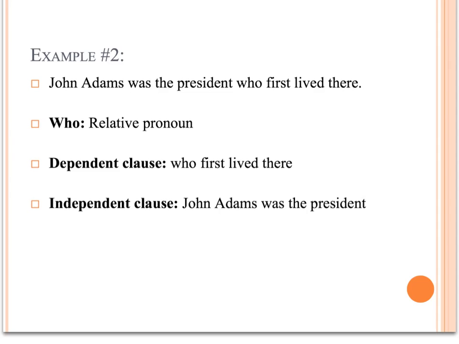Here's one more example, this time using a relative pronoun. John Adams was the president who first lived there. Again, separate. John Adams was the president is our independent clause. Who first lived there is our dependent clause. Who is our relative pronoun. And again, you can ask a question. Who first lived there? Well, the answer is John Adams. John Adams is a noun, so our clause is an adjective clause.